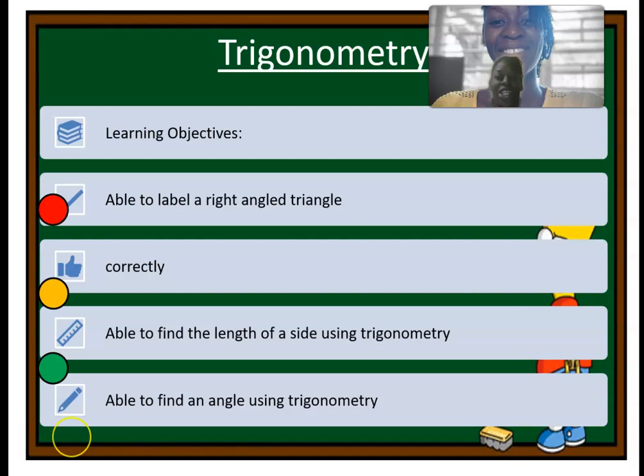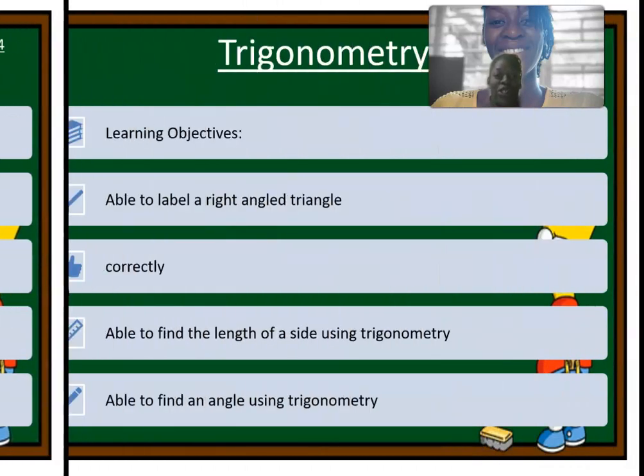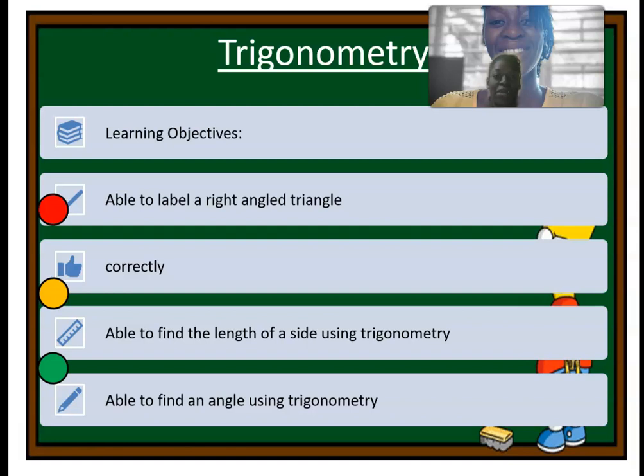How are you? Alright, so in today's video, I am introducing trigonometry and in particular trigonometric ratio. So you need to be able to label a right angled triangle correctly. You need to be able to find the length of a side using trigonometry. And you should be able to find an angle using trigonometry. Of course, I will not be doing all of that in this one video, so there'll be another video, right? But let's see what we can cover.